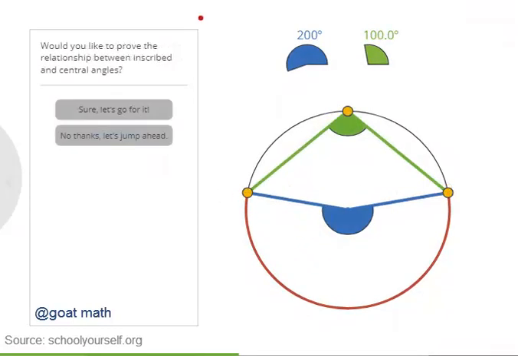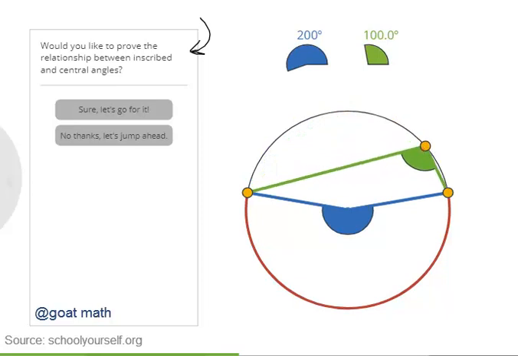Excellent! So next, would you like to work through a proof of why an arc's inscribed angle is always half of its central angle? Or would you prefer to skip ahead to another practice question?